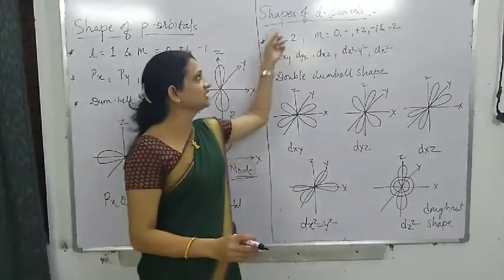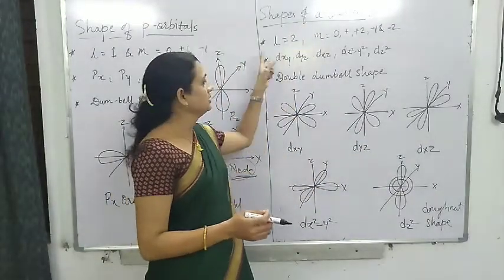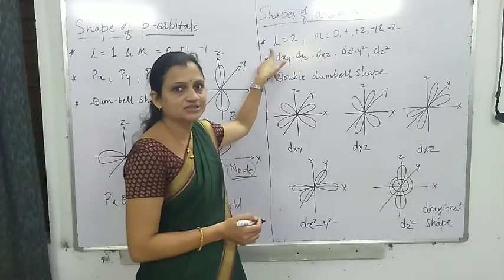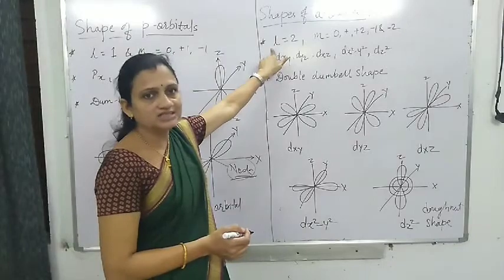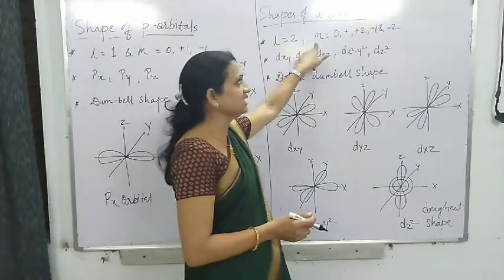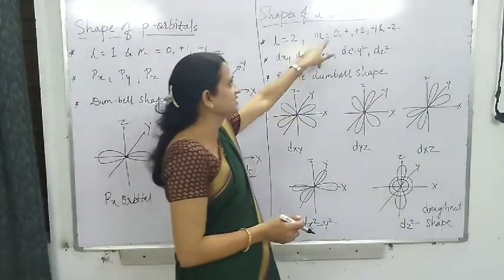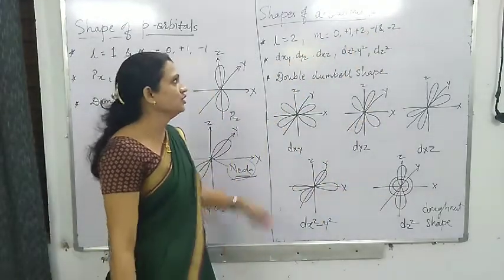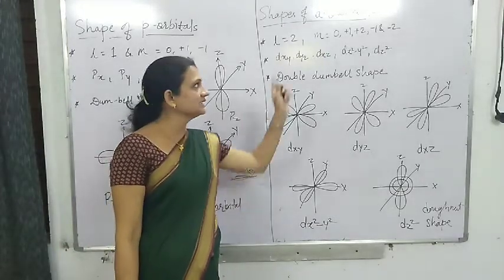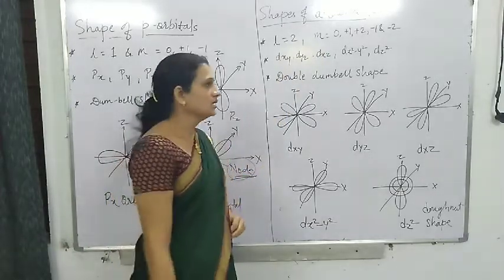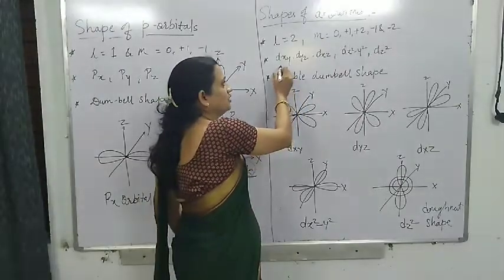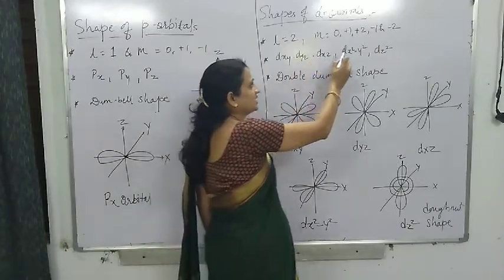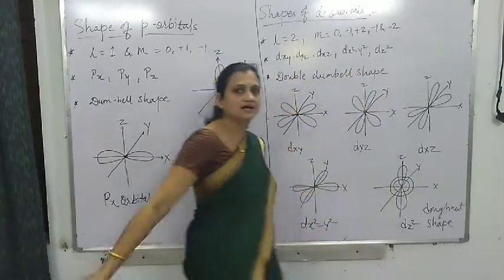Now the next thing is the shape of the d orbital. Here, for the d orbital, the value of L, that is the azimuthal quantum number, is equal to 2, and this M has 5 possible values: 0, +1, +2, -1 and -2. Because of these 5 values, the d orbital can split into 5 different ways. The different ways are dxy, dyz, dxz, dx square minus y square and dz square.